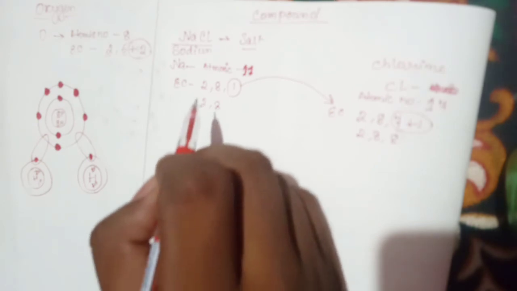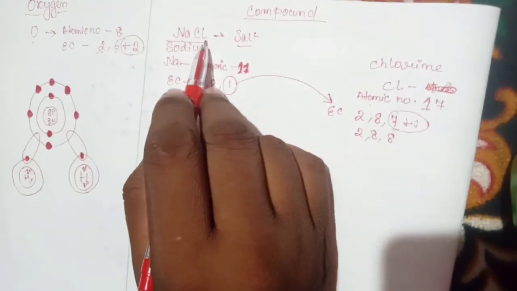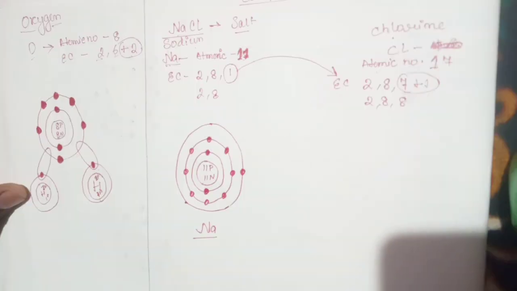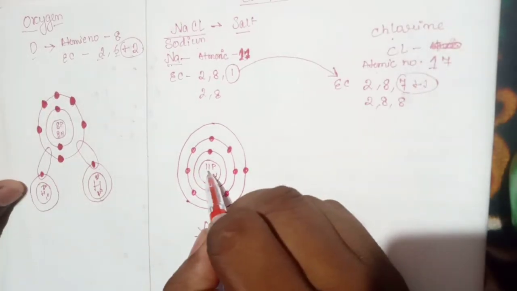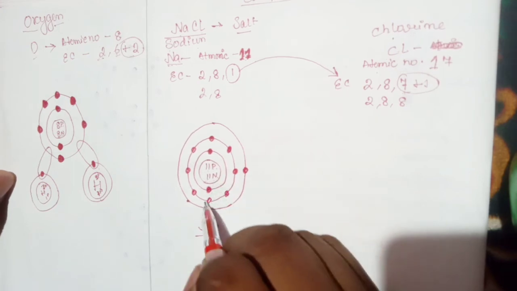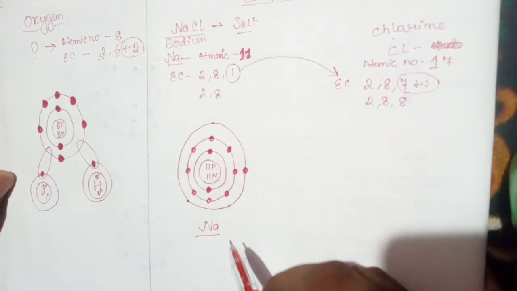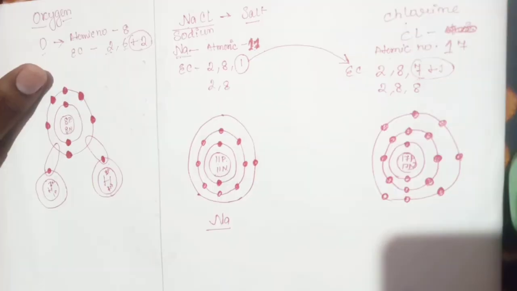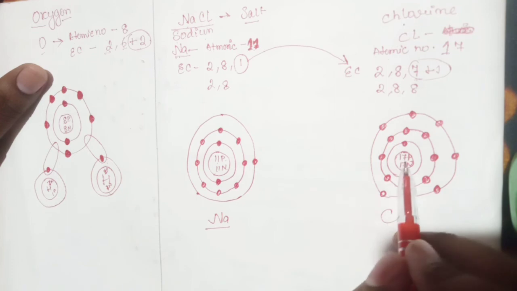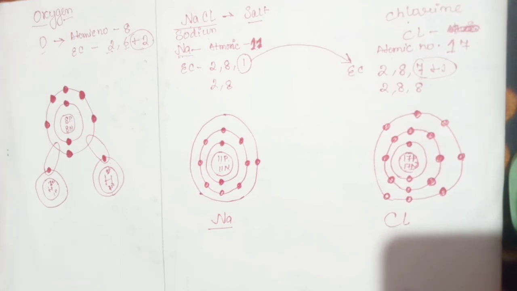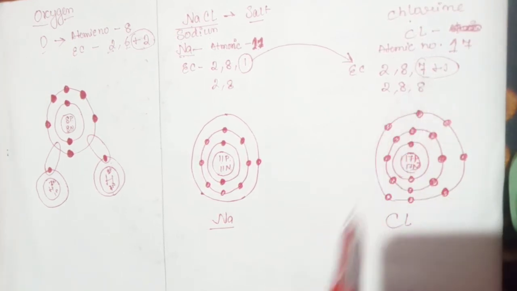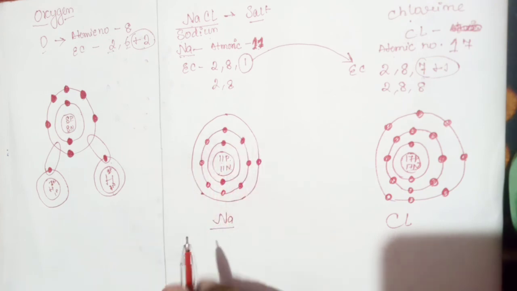Let us see this with the example of an atomic diagram. So we have sodium chloride, made by sodium and chlorine, that is Na and Cl. This is sodium, with protons, neutrons, and electrons in the orbits. And on the other side we have chlorine, which has 17 protons, 17 neutrons, and 17 electrons. In the outermost shell of chlorine we have 7 electrons, and in the outermost shell of sodium we have 1 electron.